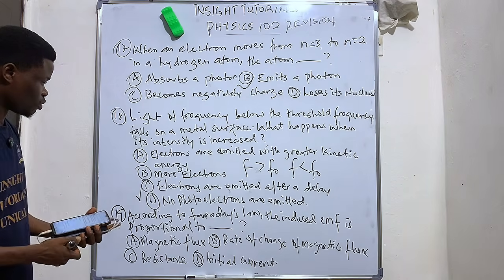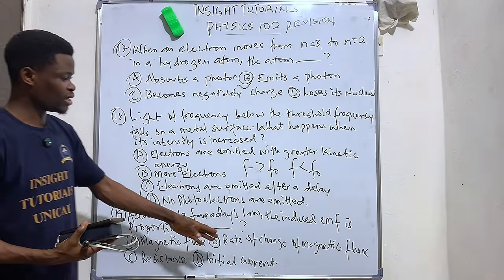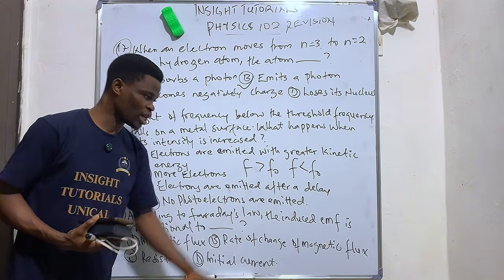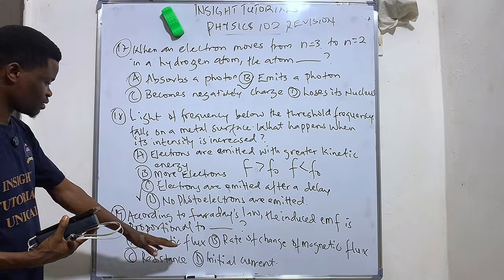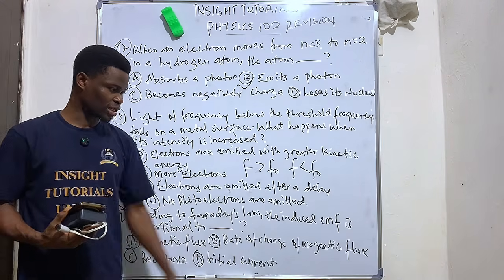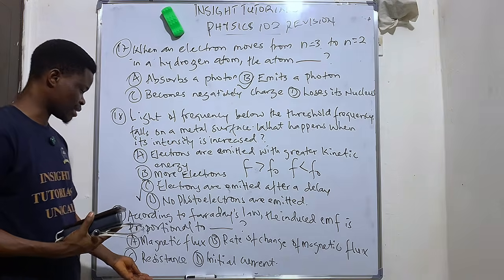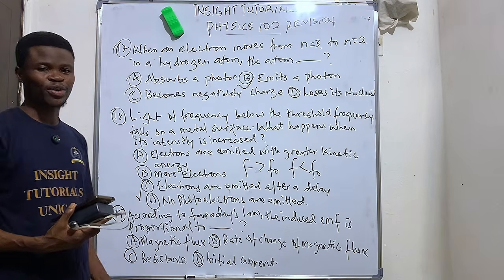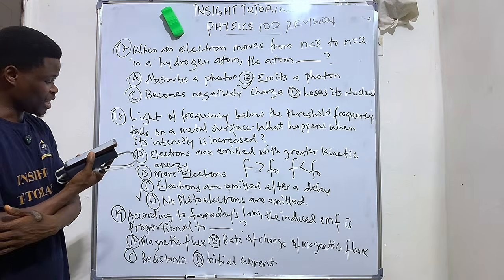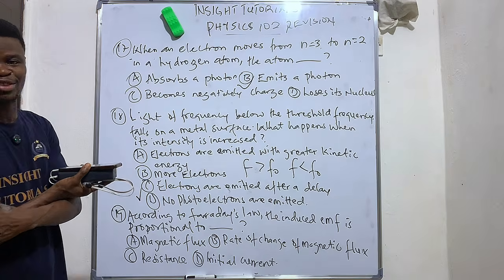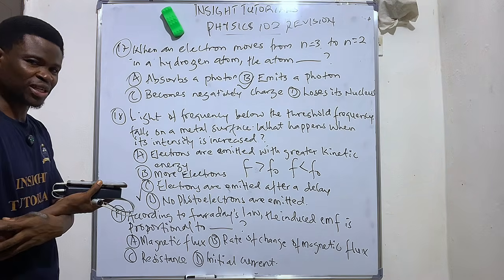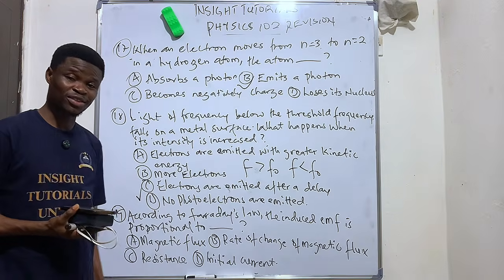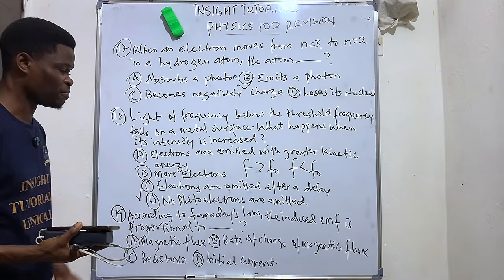Last question here before we move to the next. According to Faraday's law, the induced electromotive force is proportional to the dash. A says magnetic flux, B says rate of change of magnetic flux, C says resistance, and D says initial current. If you're very familiar with Faraday's law of induced electromotive force, you should know which option is correct. So it happens that the correct option is option B.